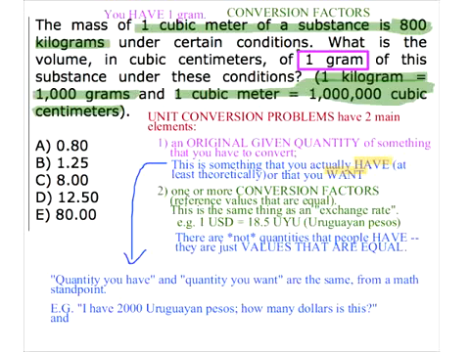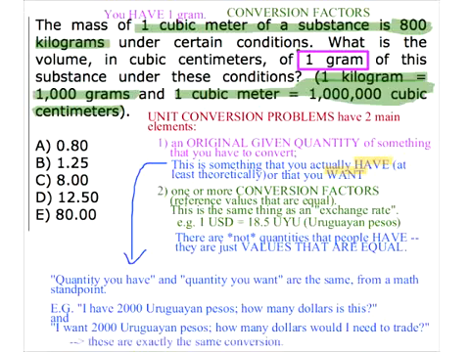And now I want 2,000 Uruguayan pesos. How many dollars would I need to trade? I mean, these are different from a conceptual standpoint, but from a math standpoint, these are exactly the same conversion. So when I say the quantity that you have, that also includes quantities that you want at the end of the problem, because they're the same.